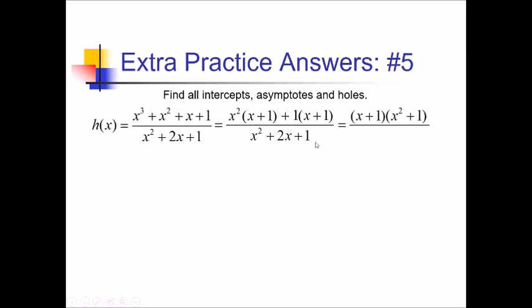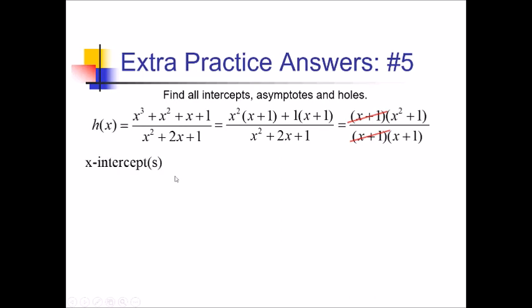Now down below here, I need numbers that multiply to 1 and add up to 2. That would just be 1 and 1. So I could write x plus 1 squared, but I'm actually going to write it twice just because it's easier to see when I cancel out these x plus 1s. It's easier to see what's left over here. All right, so let me go ahead and analyze my intercepts and all the rest of it.